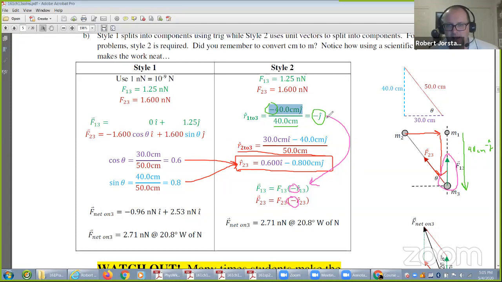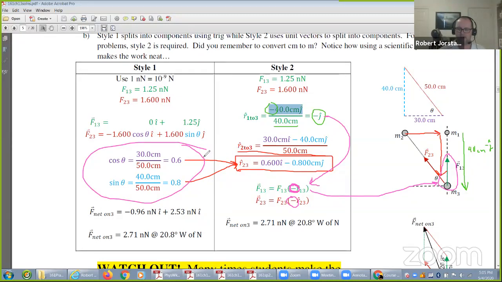I'm going to say that again. This negative j hat gets multiplied by a minus sign in the definition of the force, which then makes the force point the right way. So if you trust the math, it works out the same thing as SOHCAHTOA. Again, why would we waste our time? It's because style 2 works in 3D.